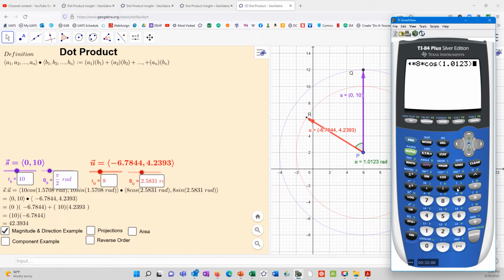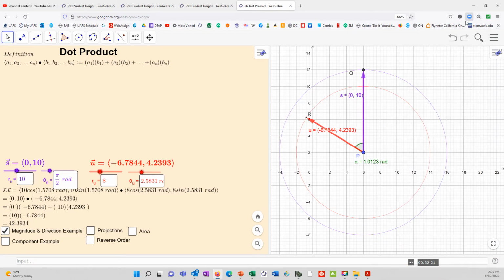Okay. And of course that's rounded off, but that should be approximately what we got right here for this. 42.39 something. Okay. Some rounding, so there's not a perfect match, but it's very close. It turns out it is exactly correct.